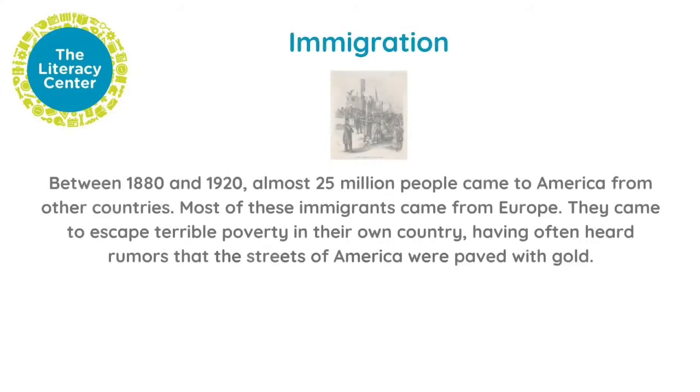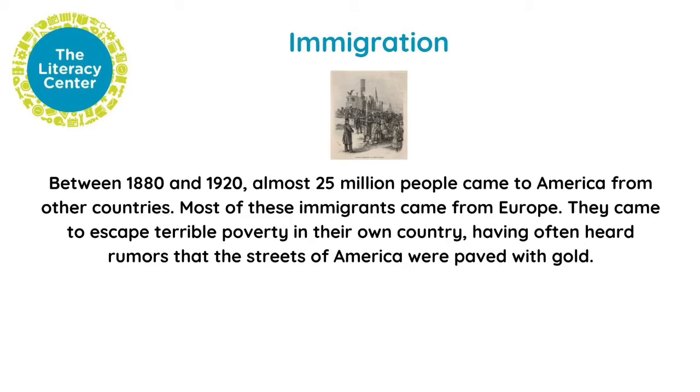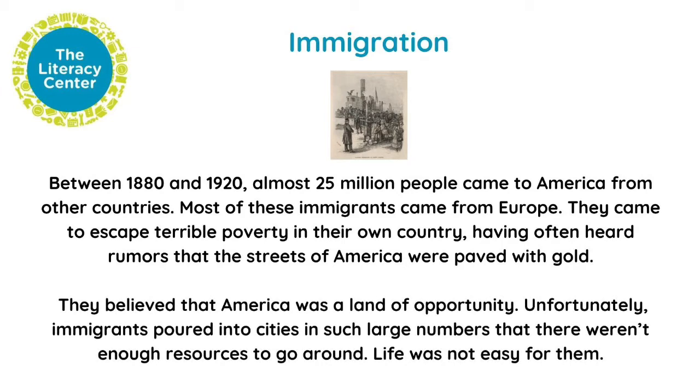Between 1880 and 1920, almost 25 million people came to America from other countries. Most of these immigrants came from Europe. They came to escape terrible poverty in their own country, having often heard rumors that the streets of America were paved with gold. They believed that America was a land of opportunity. Unfortunately, immigrants poured into cities in such large numbers that there were not enough resources to go around, and life was not easy for them.